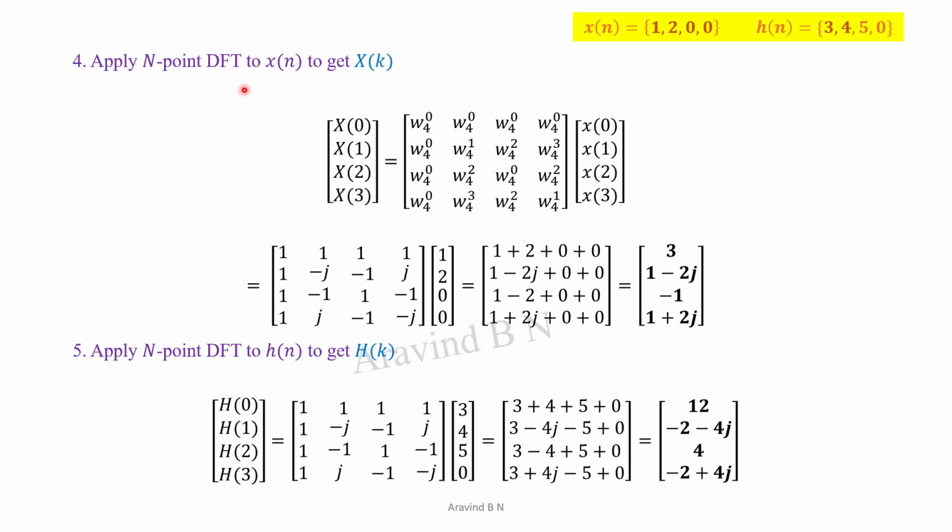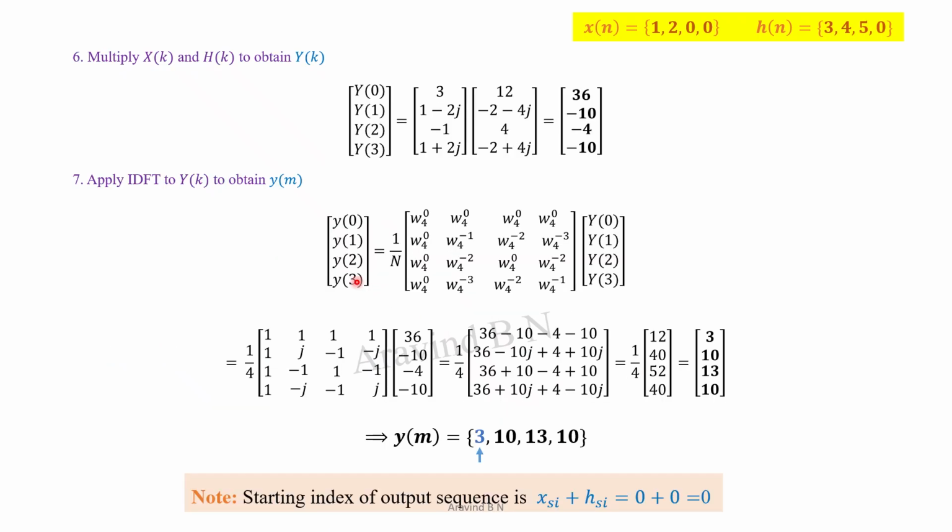Next step, apply N-point DFT to x of n to obtain x of k. So we are going to make use of this 4-point DFT calculation over here in the matrix method, and we have obtained the sequence x of k. Similarly, it has been done for h of n to obtain h of k, and these were the sequence values we are going to have. Now multiply the sequences x of k and h of k in order to obtain y of k. So these two sequences are multiplied and we have got y of k.